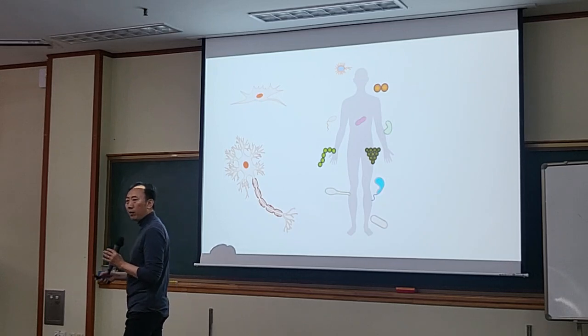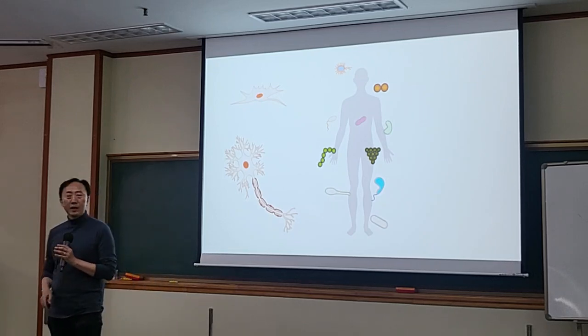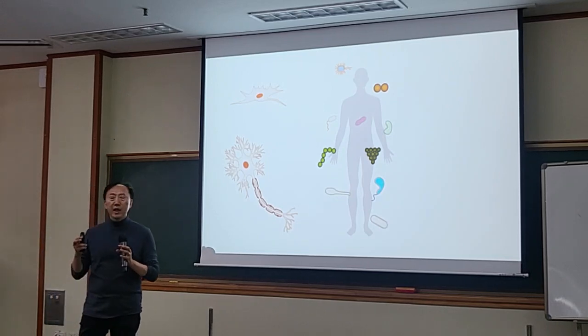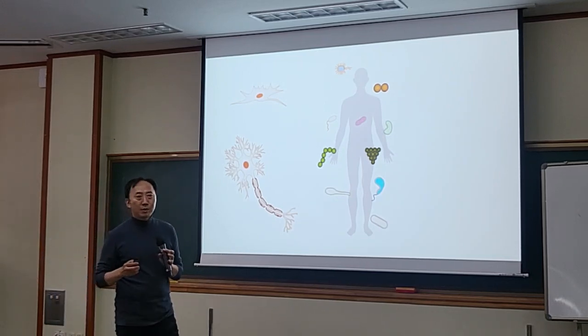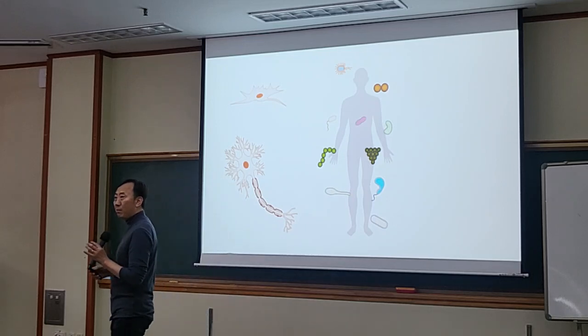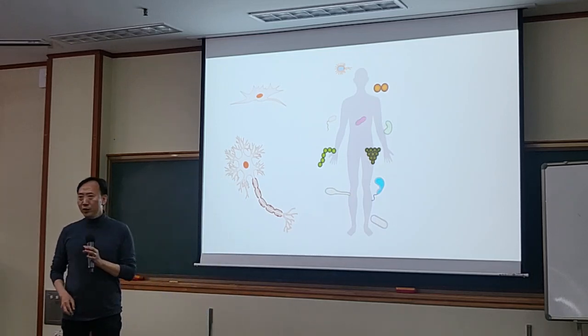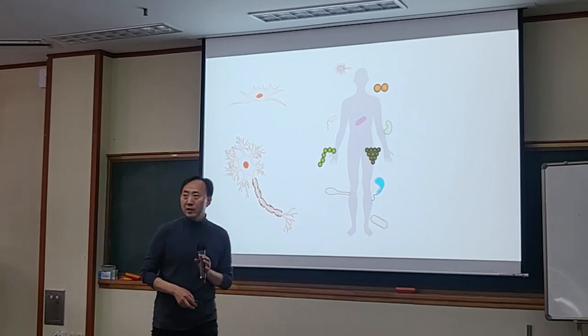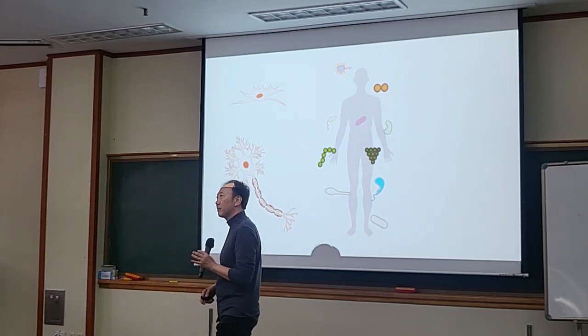we don't know exactly, but depending on the counting, people believe that an adult body has about 10 trillion cells. Sorry, 10 trillion. And bacteria number is about 100 trillion. It has been believed for almost a century.